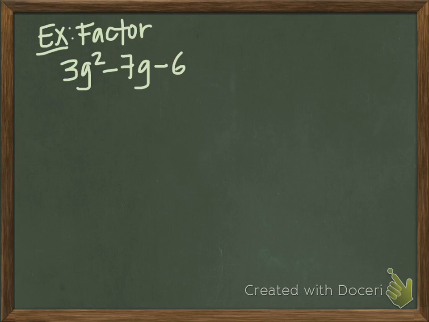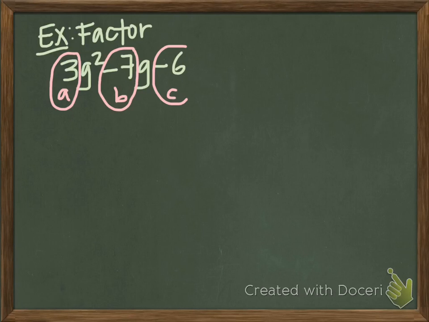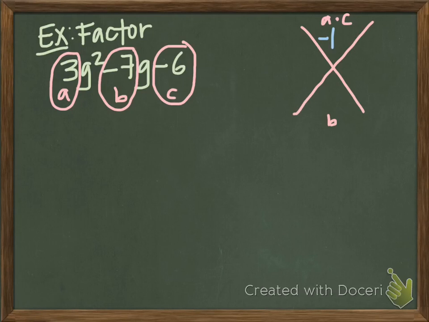All right, step 1, pull out the GCF. No GCF. Step 2, identify A, B, and C. A is 3, B is -7, C is -6. Step 3, set up your X. A times C at the top, B at the bottom. A times C is 3 times -6, which is -18. B is -7.